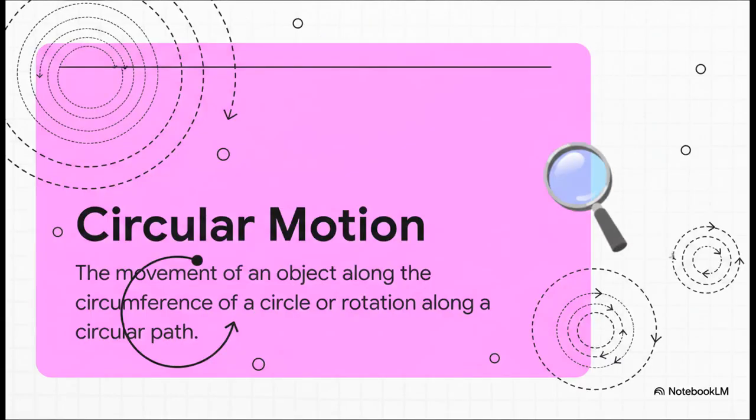So at its most basic level, circular motion is just an object moving along a circular path. I know, it sounds super simple, right? But that simple definition actually has a couple of really important implications we need to unpack.